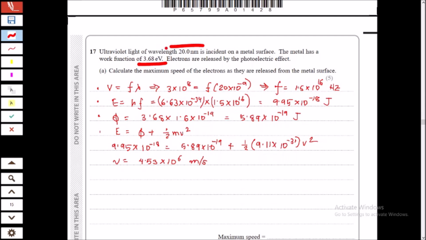The work function is given in electron volts. To get joules from electron volts, multiply the electron volt amount by 1.6 times 10 to the power minus 19. Then you can convert this electron volt value into a joule value.